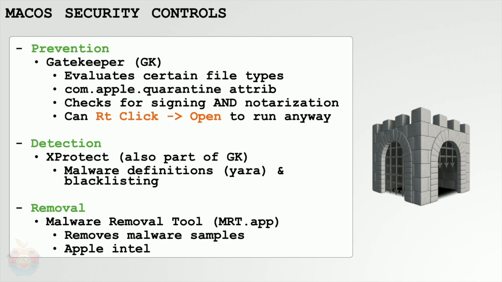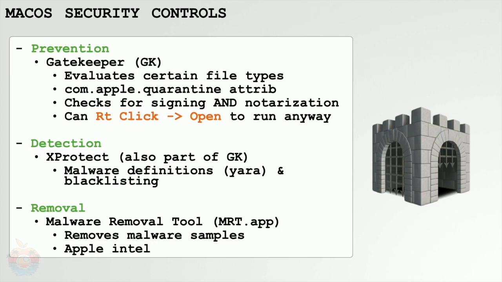From a detection perspective, XProtect is the main component, where even though it is sort of a component of Gatekeeper, XProtect is where Apple has its intel of real-world malware samples that it has seen. Different Yara signatures and detections are built into XProtect, and those are updated periodically to macOS devices. And then, of course, you have the removal with mrt.app, which also sits with Apple intel.